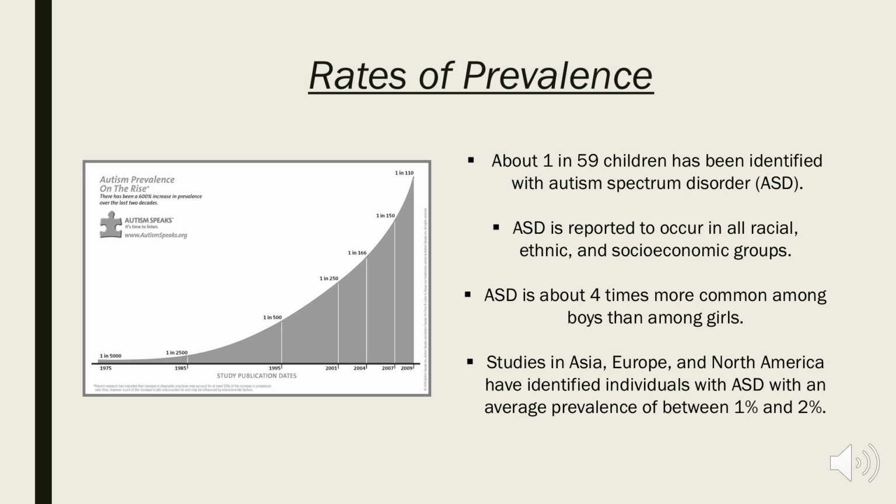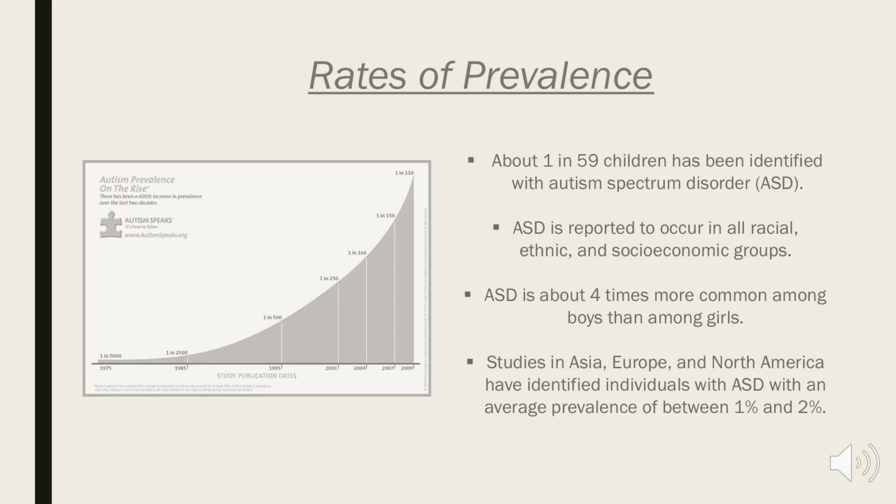Studies in Asia, Europe, and North America have identified individuals with ASD with an average prevalence of between 1 and 2%. However, according to a 2018 analysis of data from the U.S. National Institutes of Health, an estimated 2.41% of children in the United States have autism spectrum disorder.